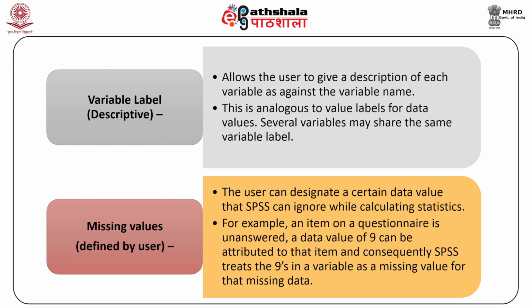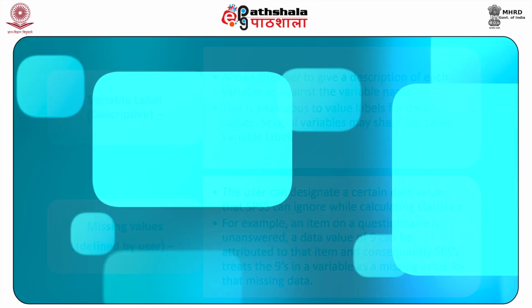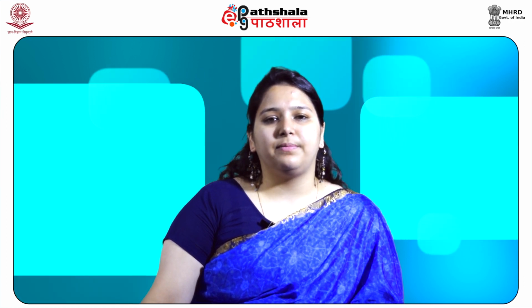Missing values, which are defined by the user. The user can designate a certain data value that SPSS can ignore while calculating statistics. For example, an item on a questionnaire is unanswered. A data value of 9 can be attributed to that item, and consequently SPSS treats the 9s in a variable as missing data. The other minor variable attributes like column width, decimal, alignment and measurement level correspond to the data display.